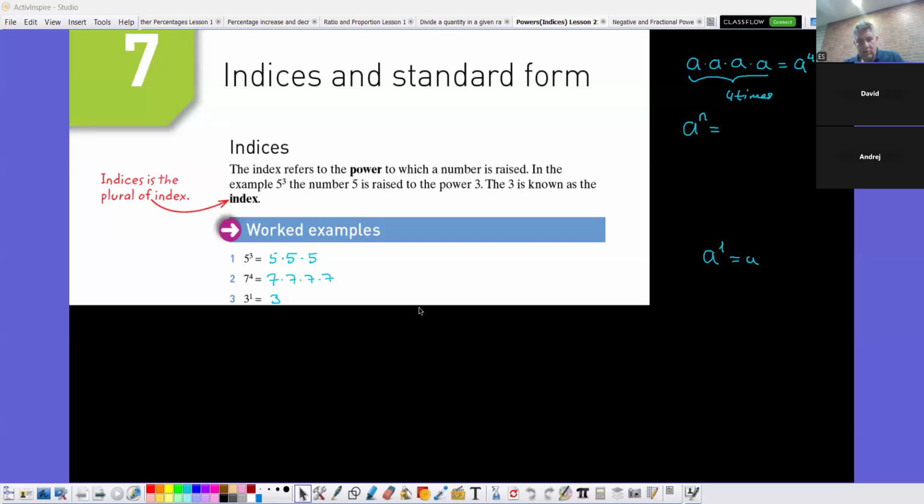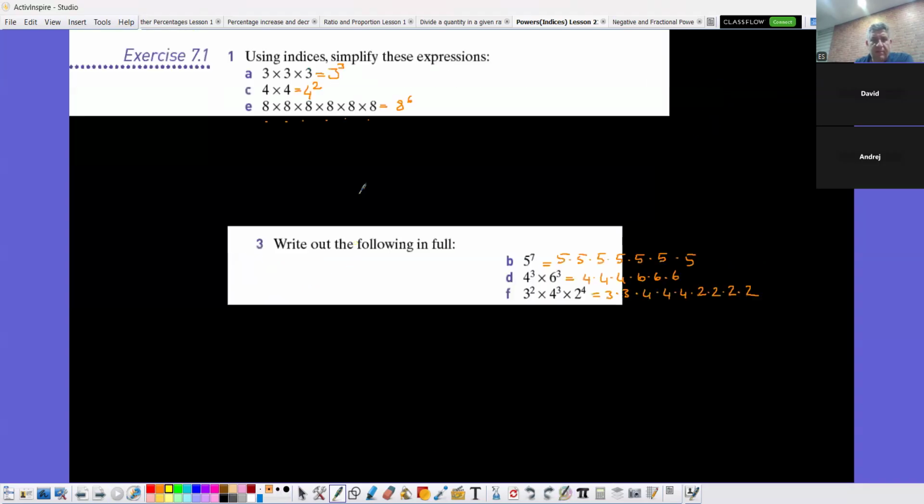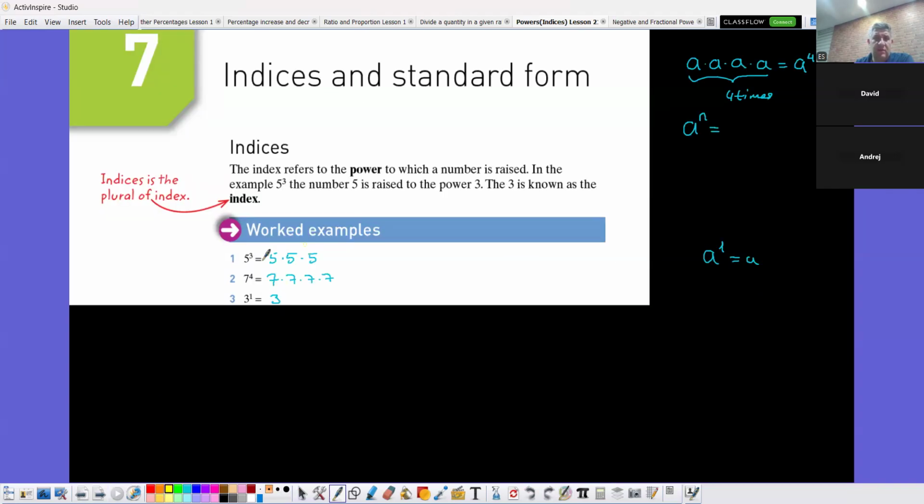As I mentioned to you, for understanding the negative indices, we need to understand the positive indices also. Indices here means powers, exponents. We can use exponent or power for that one. And here, as you see, these are very simple.